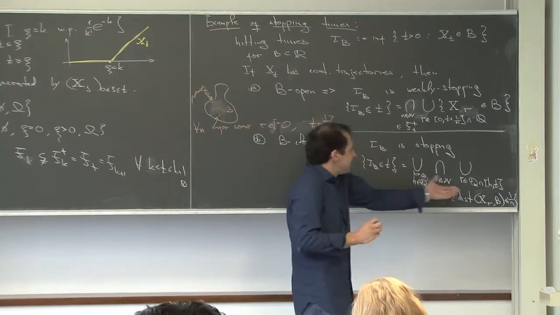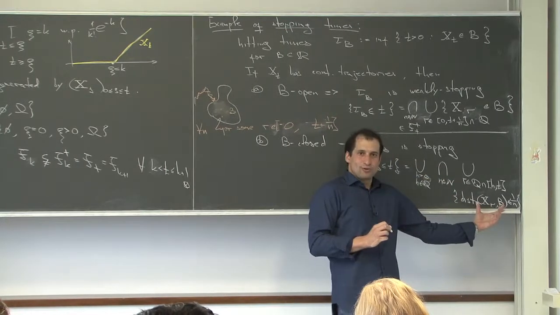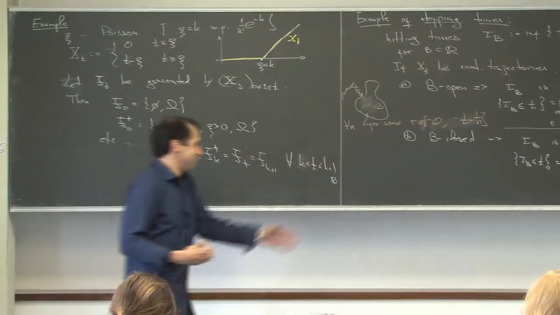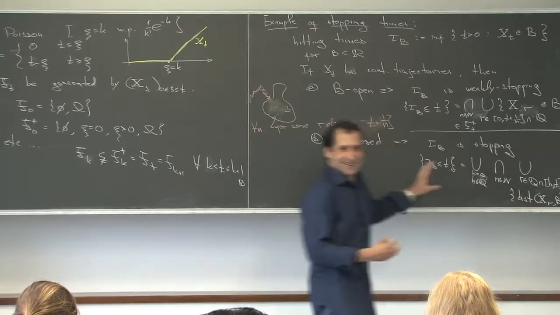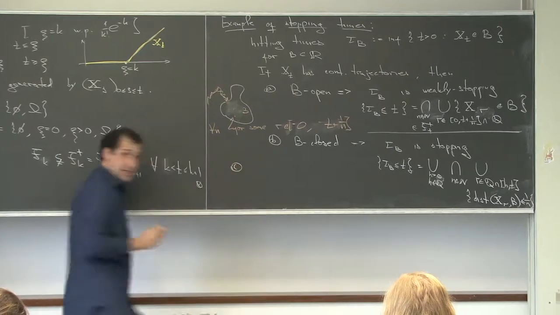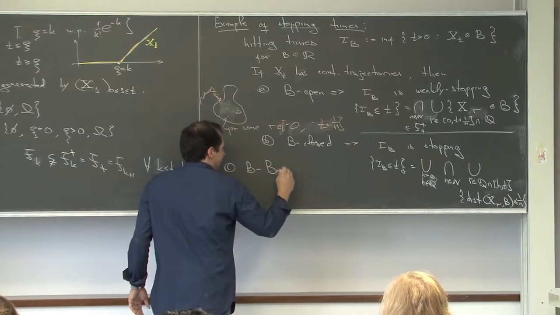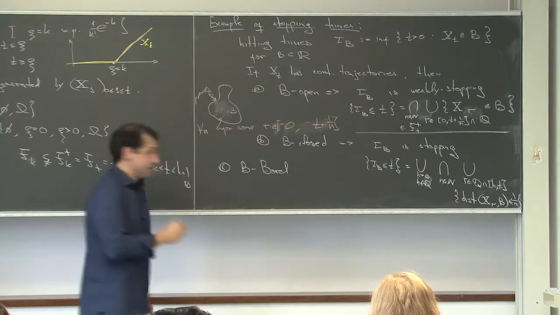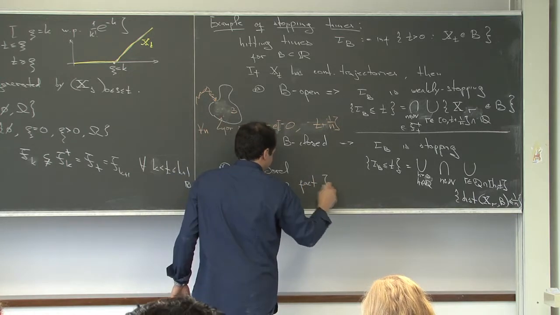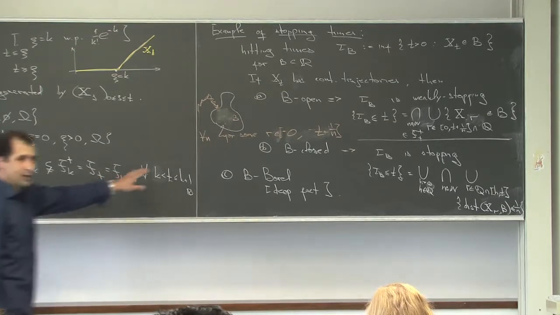I mean, the idea is that there should be rational points that are arbitrarily close to B before this time. Then you should work a bit. And then C, this is basically the answer to a question. So if B is Borel, it also works, but this is a deep fact, and we do not need it.